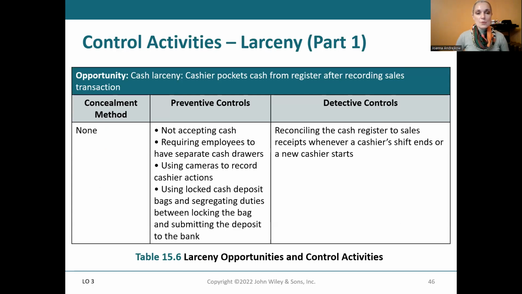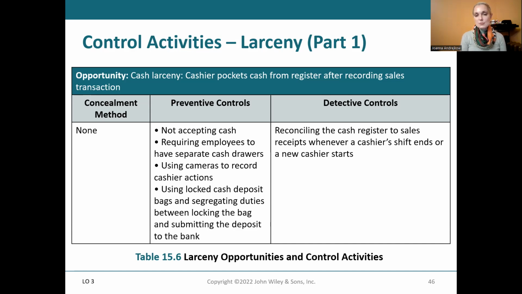Some control methods for cash larceny: when an employee pockets cash from the register, they're not doing anything to conceal it. Preventive controls include not accepting cash as a payment, requiring employees to have separate cash drawers, using cameras to record the actions of cashiers, using locked cash deposit bags, and segregation of duties between locking the bag and submitting the deposit to the bank. So there's a paper trail.